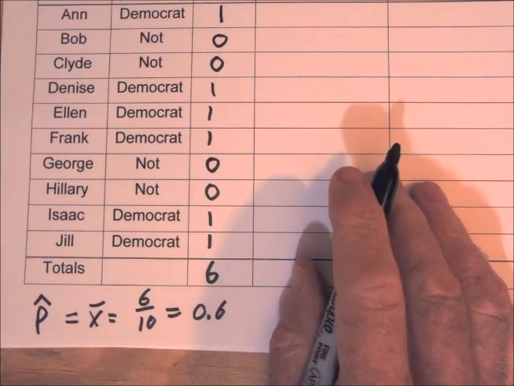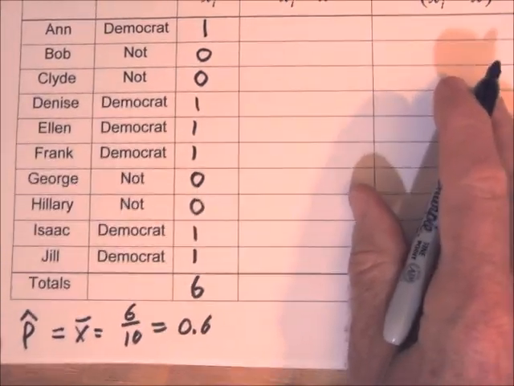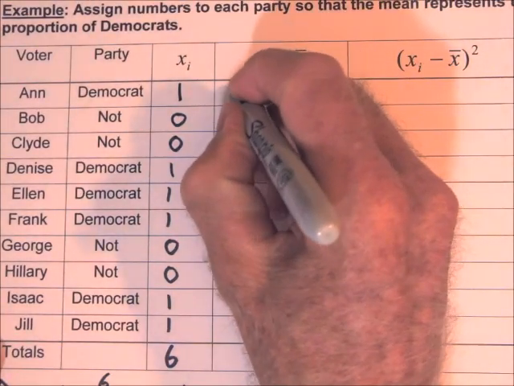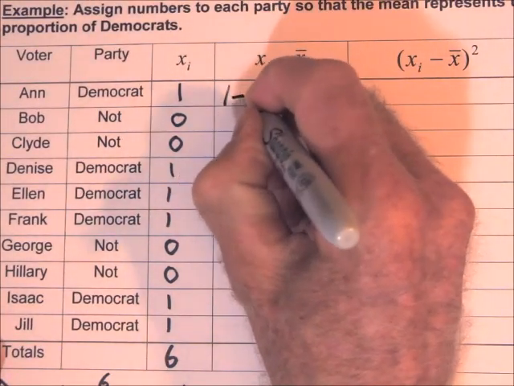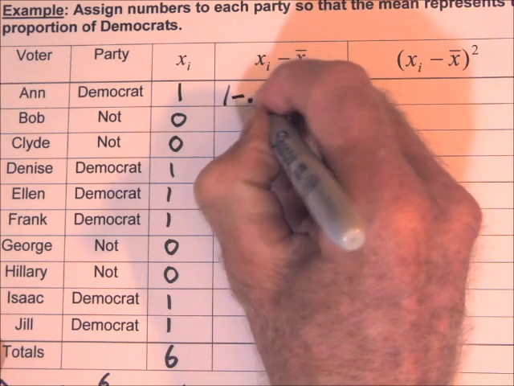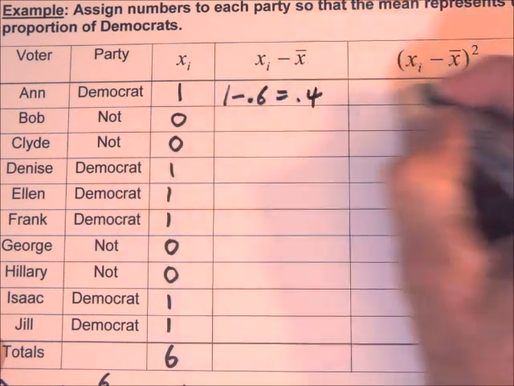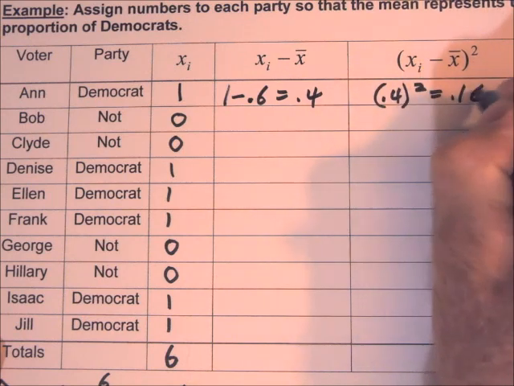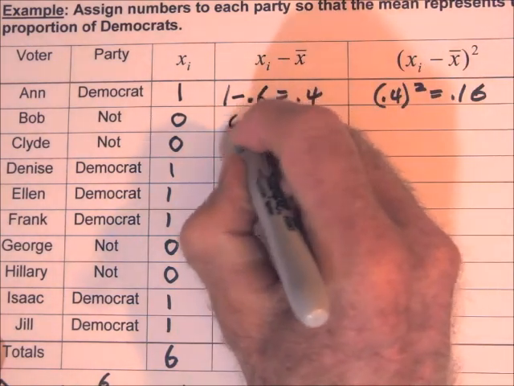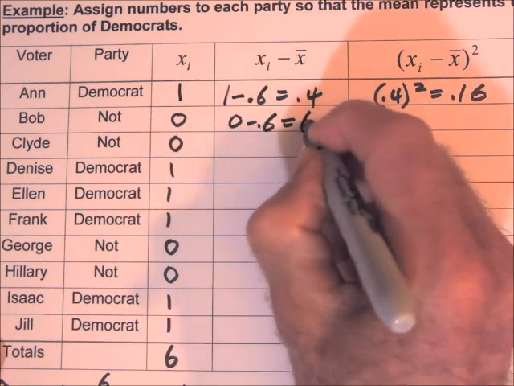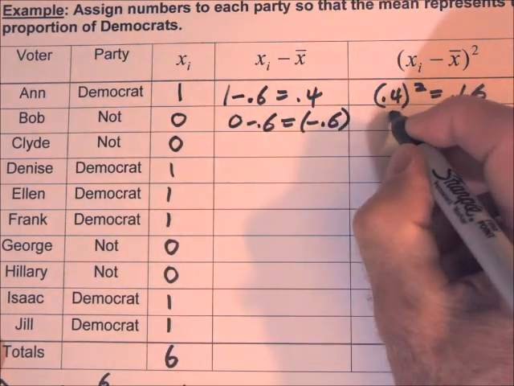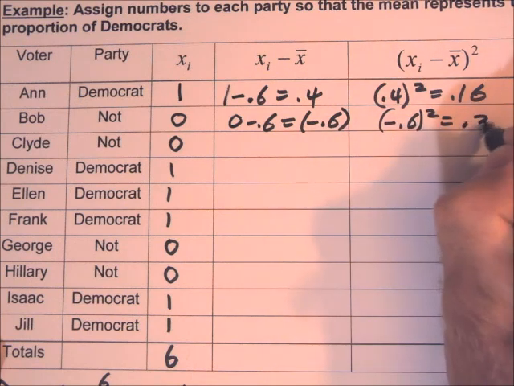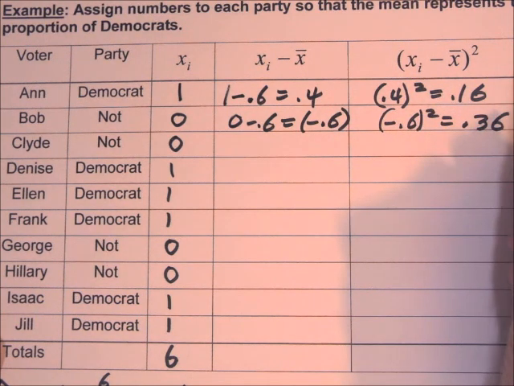Once we have the mean, then we can compute the variance. So it's each value of the variable minus the mean. 1 minus 0.6 is 0.4, and then square that. 0.4 squared is 0.16. 0 minus 0.6 is negative 0.6. Square that. We get 0.36. A negative times a negative is positive, so it comes out positive.